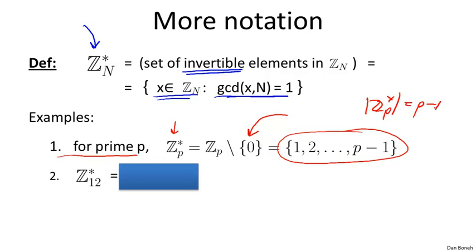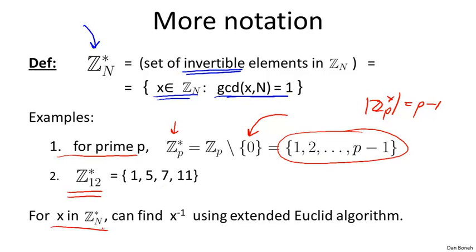Now let's look at our favorite integer again. So why don't you tell me what is Z12 star? What is the set of invertible elements modulo 12? And the answer, of course, is all the numbers that are relatively prime to 12, namely 1, 5, 7, and 11. So for example, 3, 4, 6, all of those are not invertible because they all have a non-trivial GCD with 12. And as we said before, if I give you an element x in Zn star, you can find its inverse using the extended Euclidean algorithm. You can find its inverse very efficiently, in fact, using this algorithm.